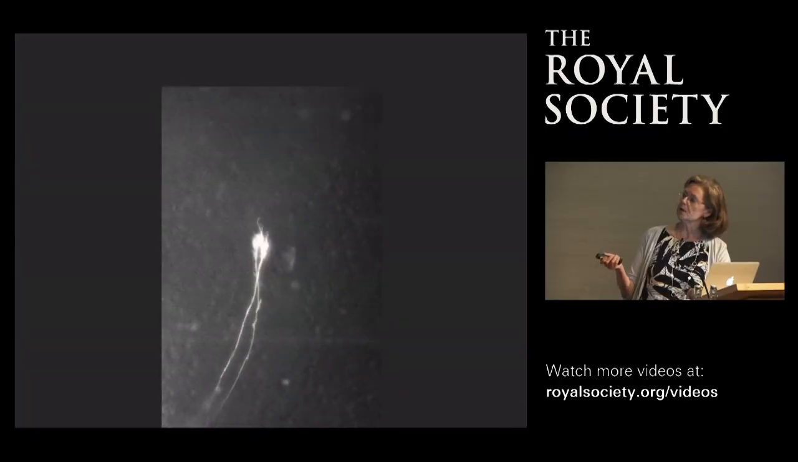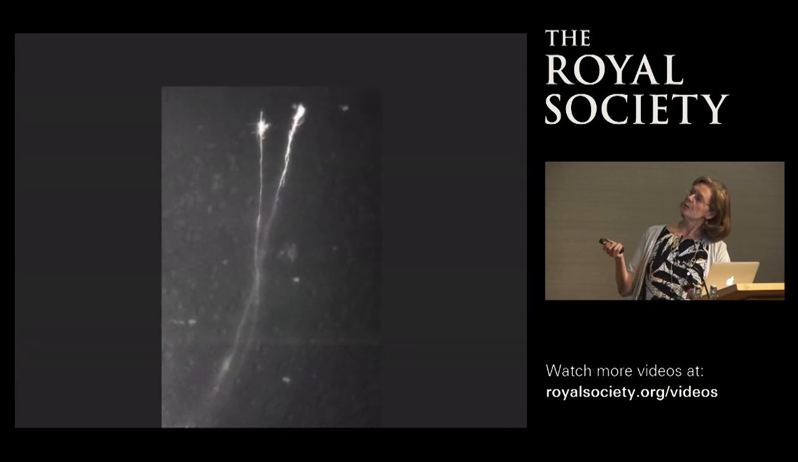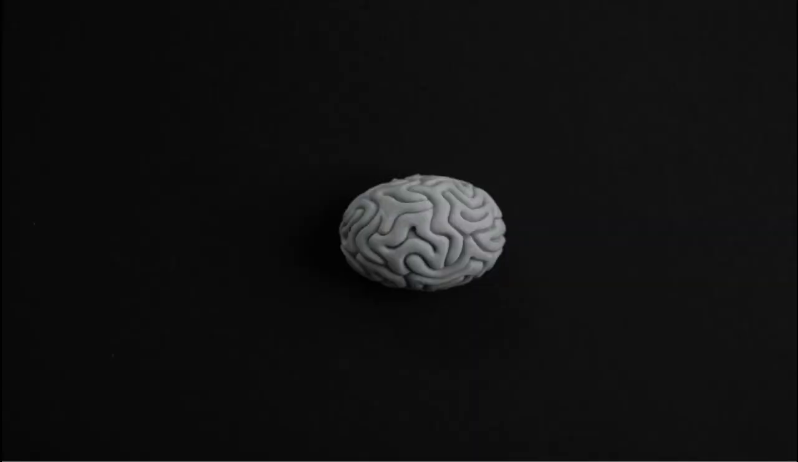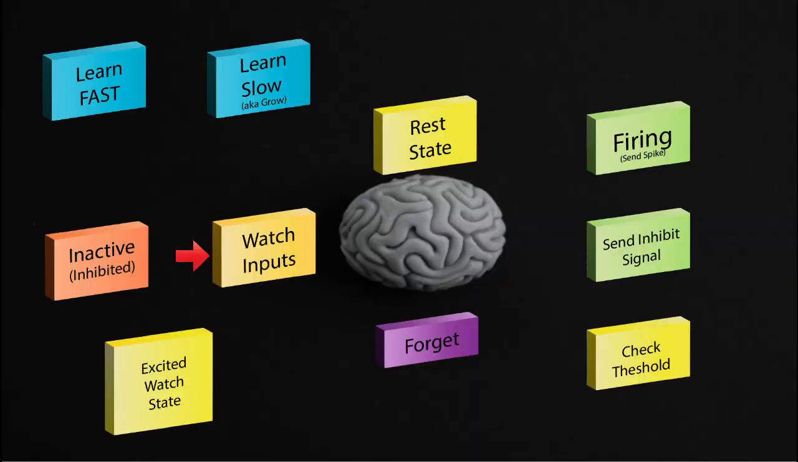And indeed, they do grow. Here's a clip from the Royal Society of an axon actually growing in accelerated time. One neurotransmitter we all know is dopamine. It enters the soup to reinforce something you need to remember. It encourages neurons to grow. So we have a few more states now: watching, excited, inhibited, collecting, learning, and even forgetting. And seeing as this is a living system, dying.